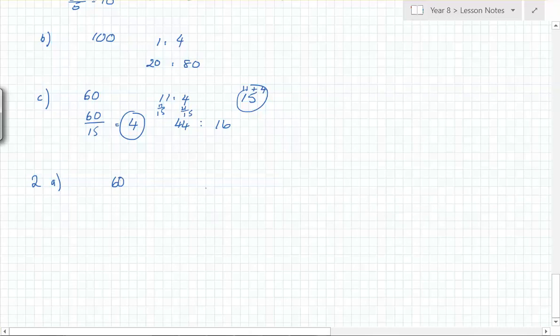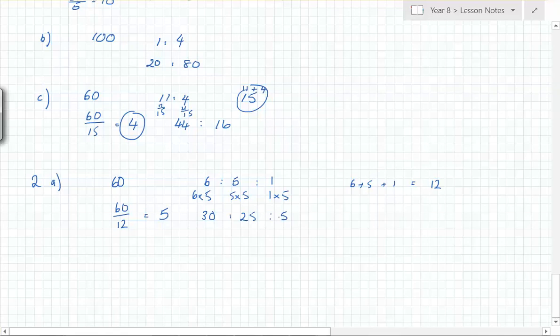£60 shared in the ratio 6 to 5 to 1. Well, we do 6 plus 5 plus 1 makes 12. 60 divided by 12 is 5. So then we do 6 times 5, 5 times 5, 1 times 5. So that makes 30, 25, and 5.